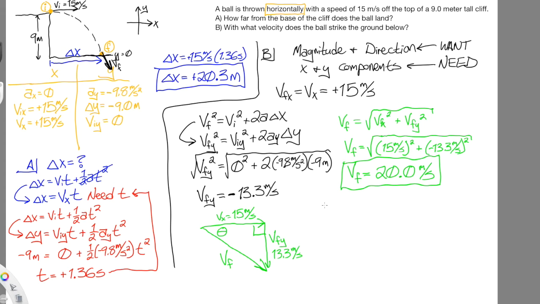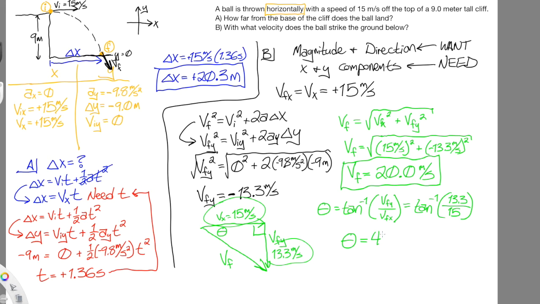Then last but not least, we have this angle theta, which is going to be the inverse tangent of VFY over VFX for this problem. If you don't see where that comes from, go back and watch the trig video again. But that angle, or those numbers, so you can see where they go, 13.3 meters per second divided by 15 meters per second. The units of those numbers have been made clear over here already, so I'm going to drop them for that step. And we get theta is 41.6 degrees.